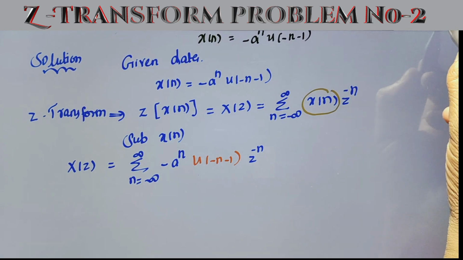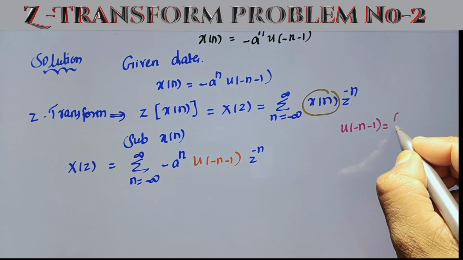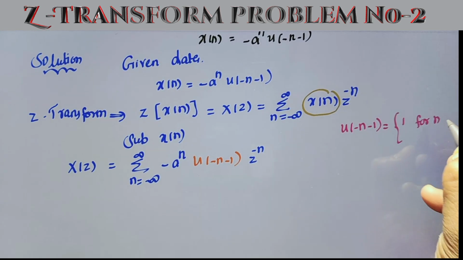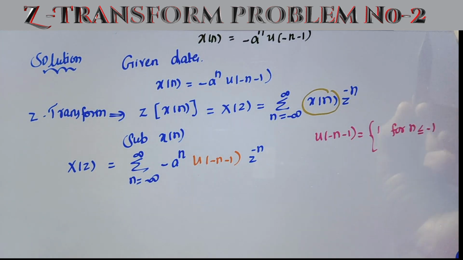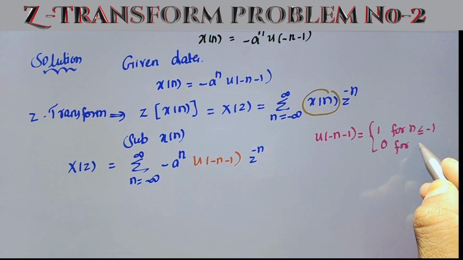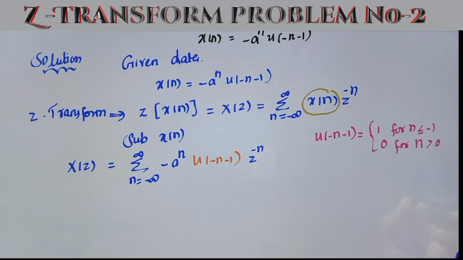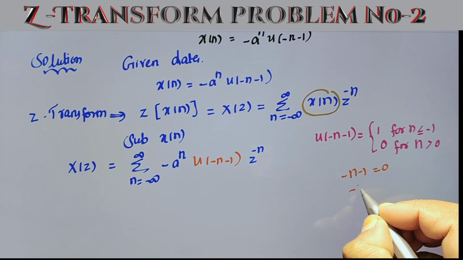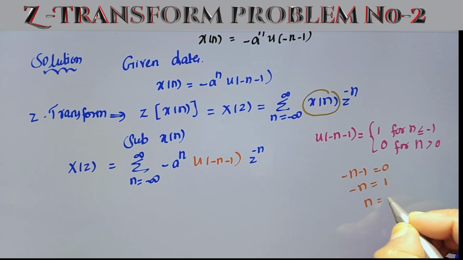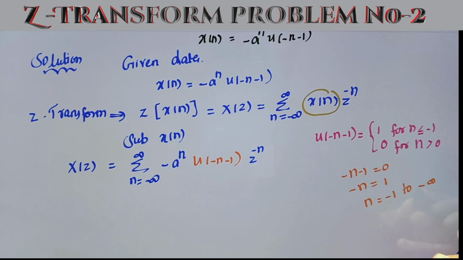Okay. So, write the u of n statement. There is a limit, u of minus n minus 1, right? So, here 1 for n less than or equal to minus 1 and 0 for n greater than 0. This is the limit. How to calculate: take this range, minus n minus 1 equal to 0. So minus n equal to plus 1, so n equal to minus 1. So the limit ranges from minus 1 to the negative side.